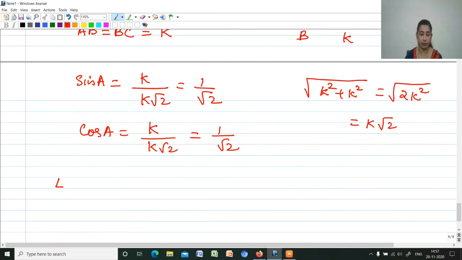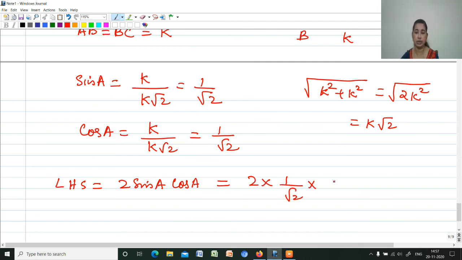So we have to take the LHS of that, that is 2 sin A into cos A. 2 sin A into cos A can be written as 2 into sin A is 1 by root 2, cos A is also 1 by root 2, and cancelling this we are getting it as 1, which is the RHS, hence verified.